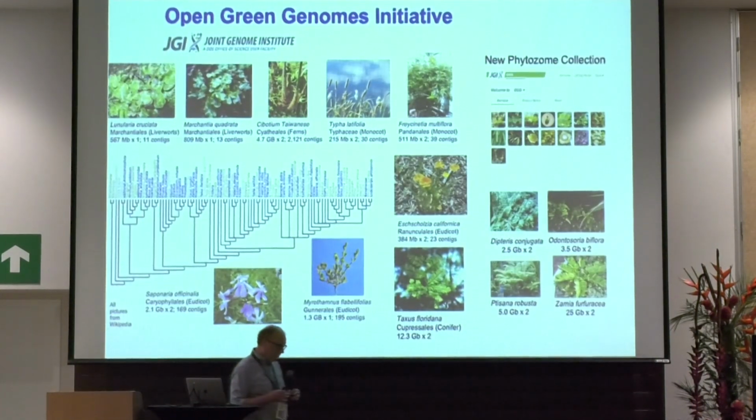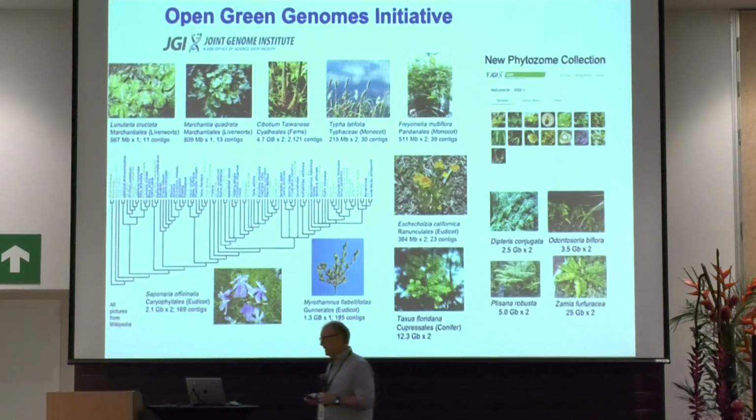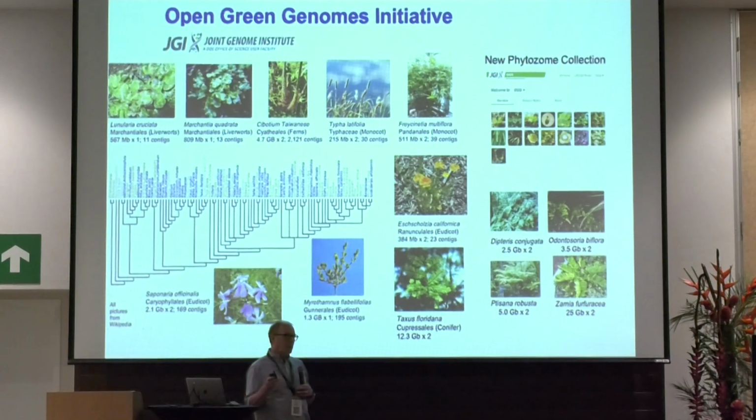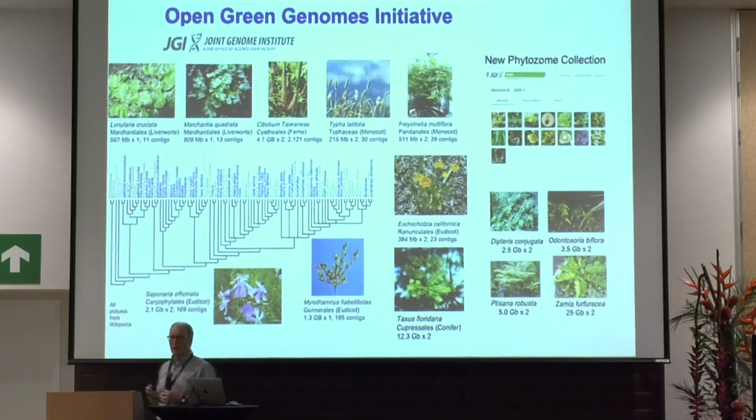One contribution that we're trying to make for being able to do this across the land plant tree of life is an effort that is part of a Joint Genome Institute's community science project, the Open Green Genomes Initiative, that we've been working on for a few years now. The objective is to generate really high quality, reference quality genomes for parts of the land plant tree of life where there hadn't been genomes available. We got started in 2018.